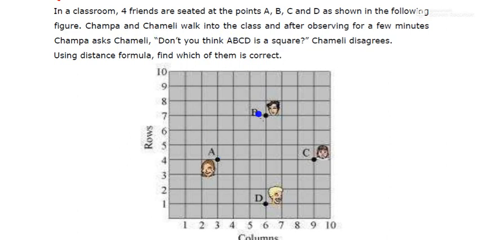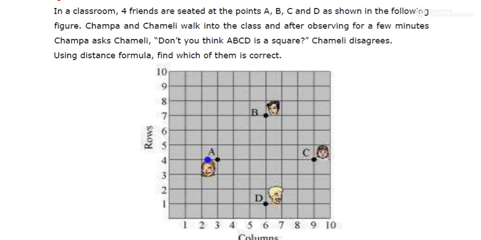So see here, these are the 4 points and it is asking to show whether these 4 points are the points of a square or not. So let's start by finding the coordinates of the points. See, in this question the coordinates are not given directly. We have to use this graph, the x-axis and y-axis, for finding the coordinates of all these 4 points.